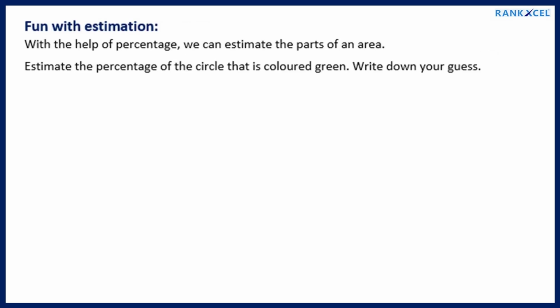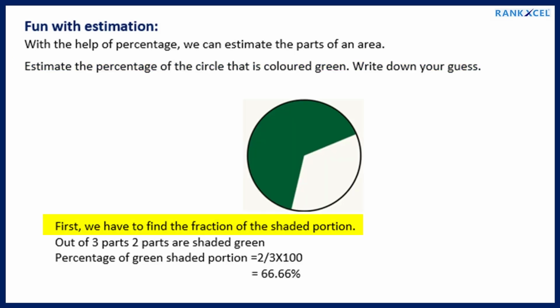Fun with estimation. With the help of percentage, we can estimate the parts of an area. Estimate the percentage of the circle that is colored green. Write down your guess. First, we have to find the fraction of the shaded portion. Out of 3 parts, 2 parts are shaded green. Percentage of green shaded portion equals 2 by 3 times 100, which equals 66.66%.